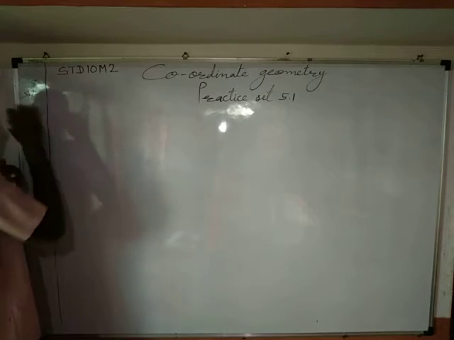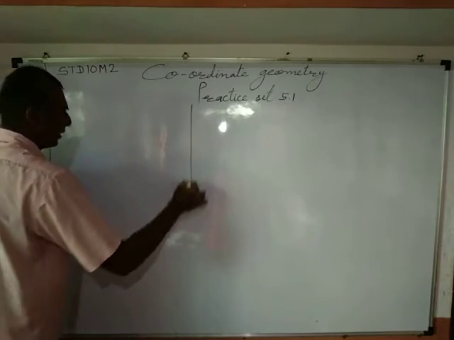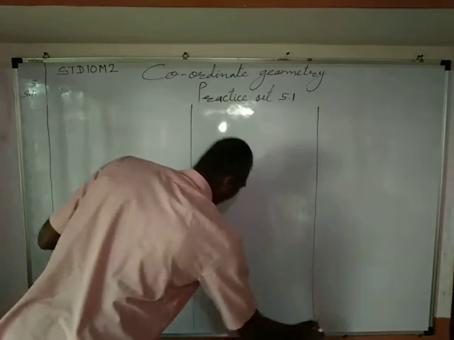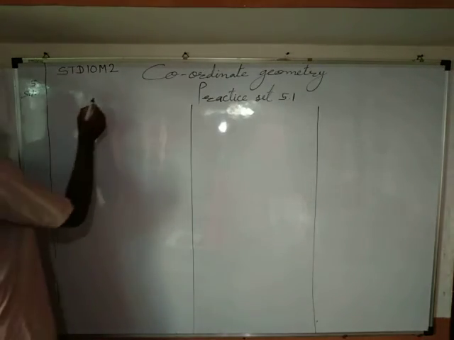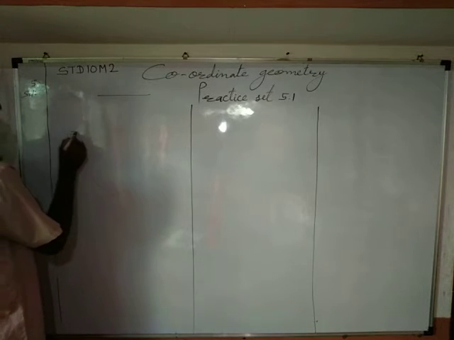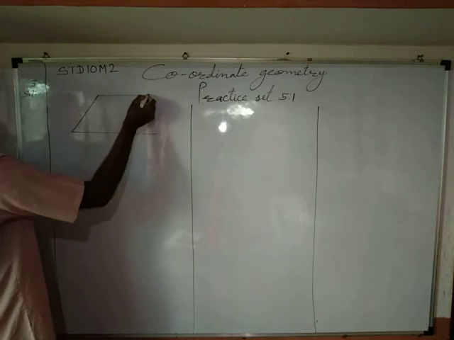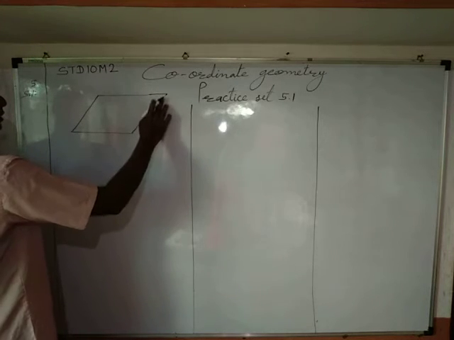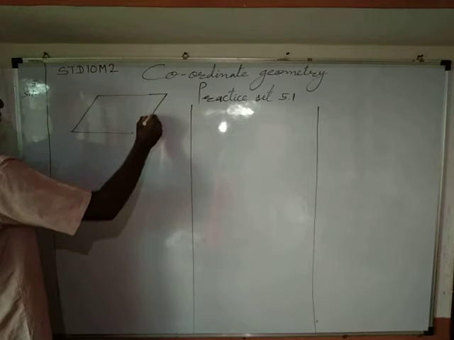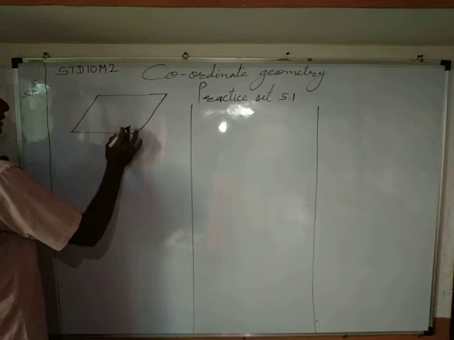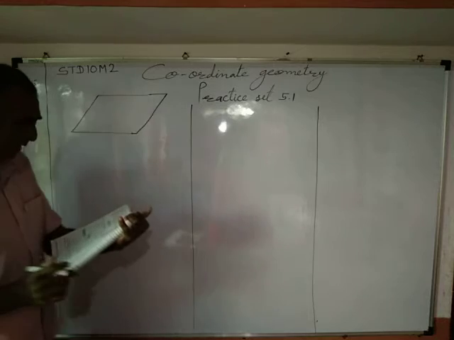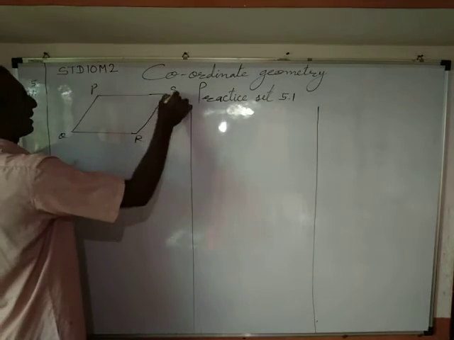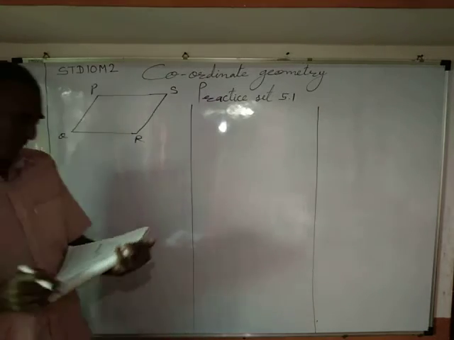Solution. We are interested to prove that the given points are vertices of a parallelogram. And we know that a quadrilateral is a parallelogram if its opposite sides are parallel, or if the opposite sides of a quadrilateral are equal, then we can say it is a parallelogram. Here we are going to prove that opposite sides are equal by using the distance formula.